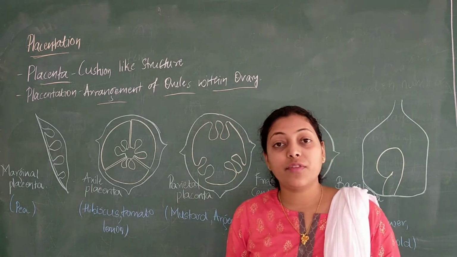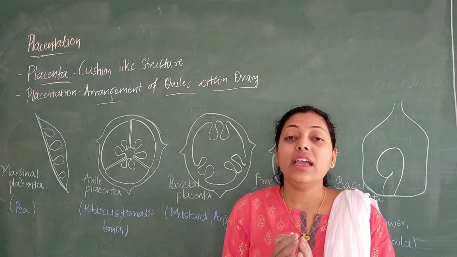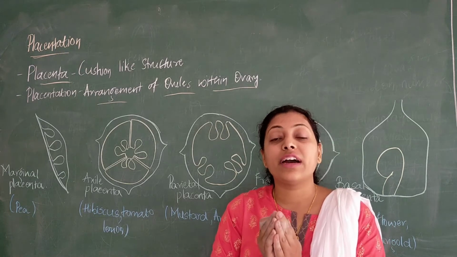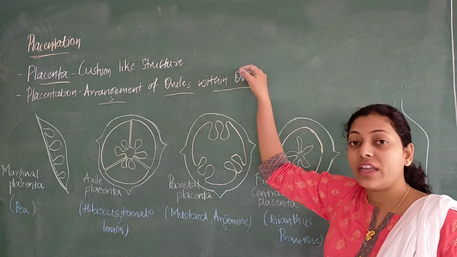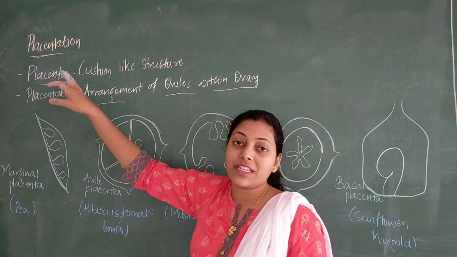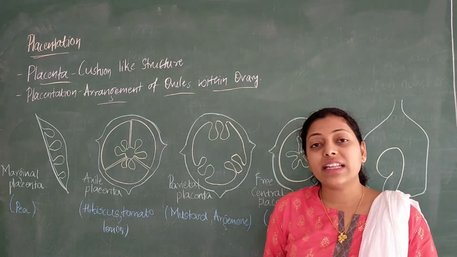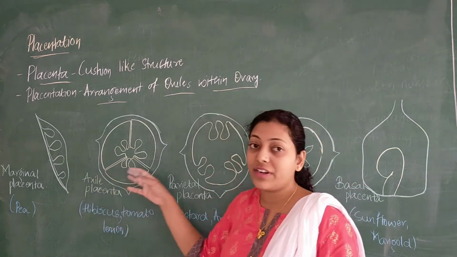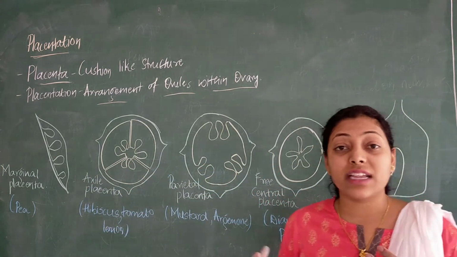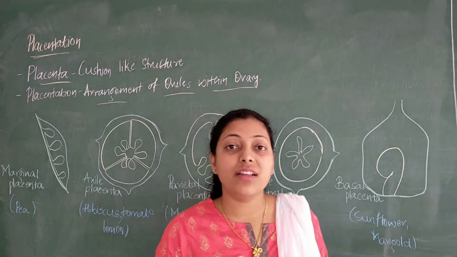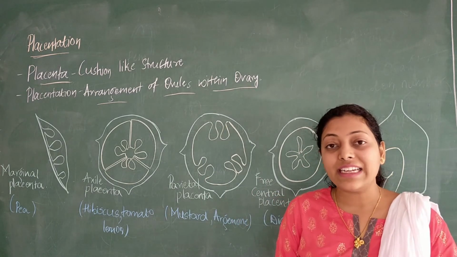Placenta, we know, is a soft cushion-like structure for the ovary, and the position or arrangement of ovules within the ovary on the placenta is called placentation. Placentation or the placenta is of different kinds: marginal, axile, parietal, central, free central, and basal placenta. We'll study all these placentas in detail.